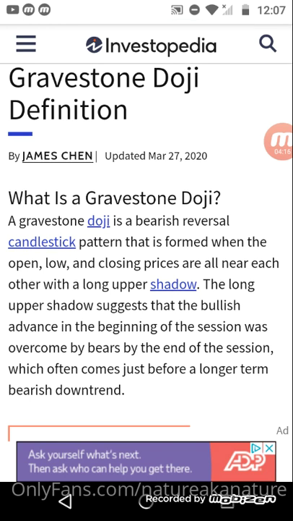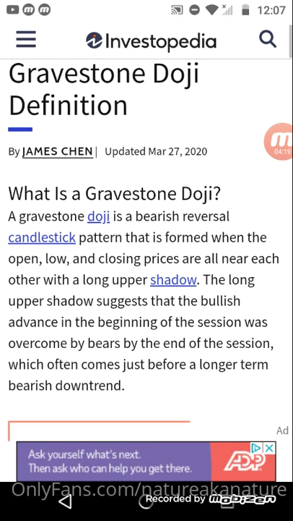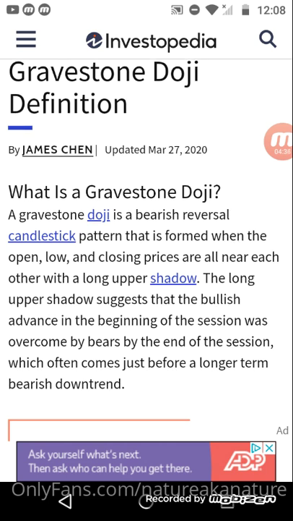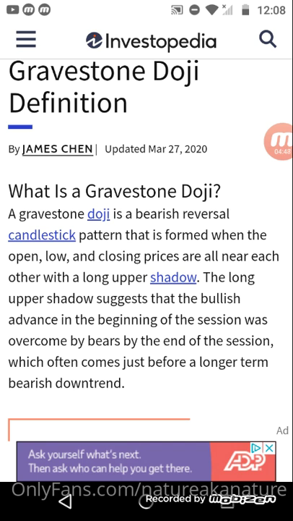So in the beginning, buyers were in it. It was bullish. That's why the Gravestone candlestick is going up. The long wick going up suggests that buyers were in the trade earlier, and that long upper shadow suggests a bullish advance in the beginning of the session.